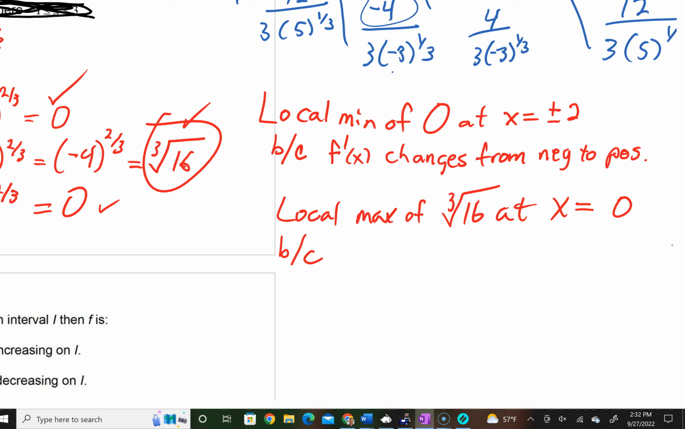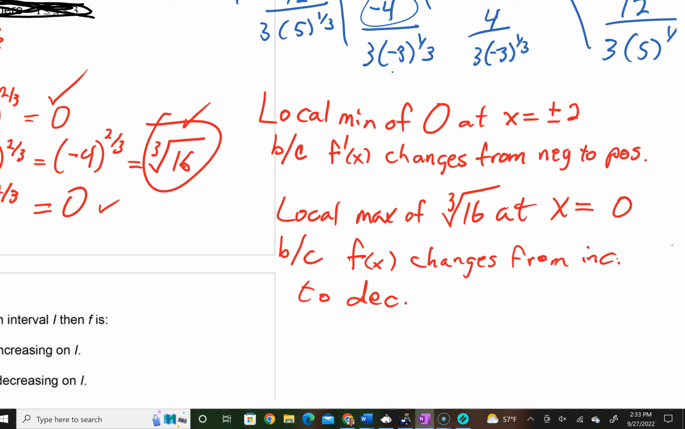Let me show you another way you could write it. And you need to see both. I'm going to say because f changes from increasing to decreasing.